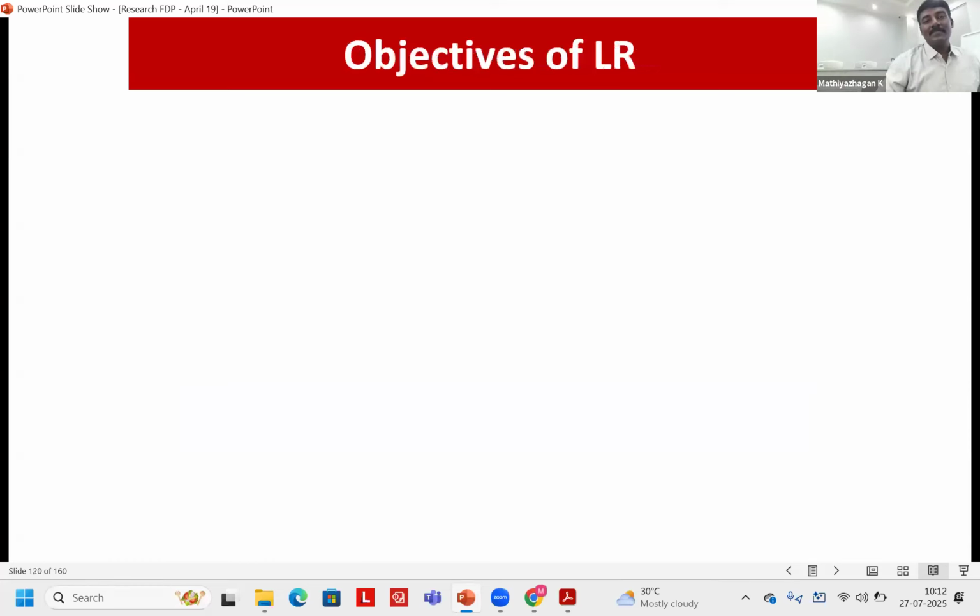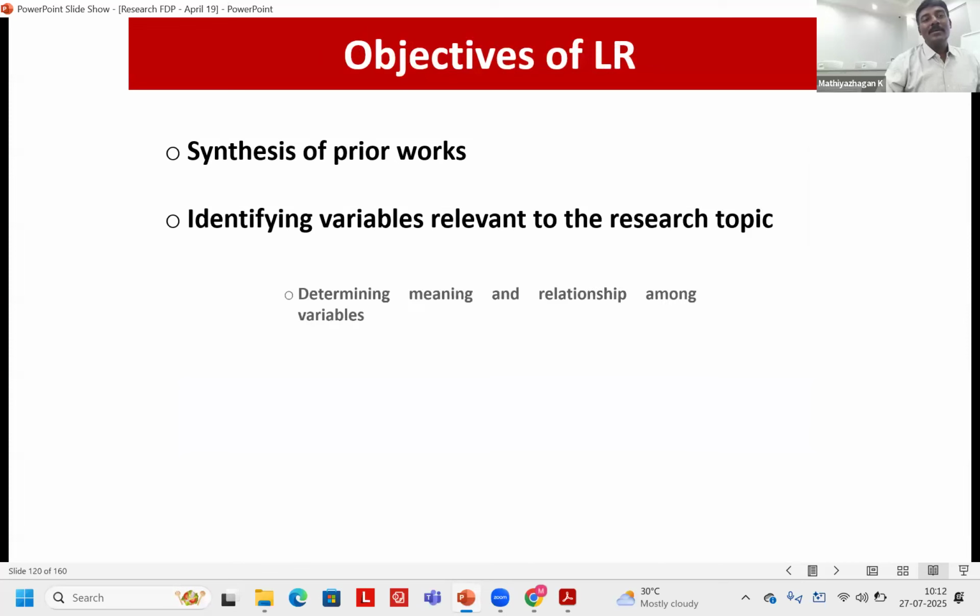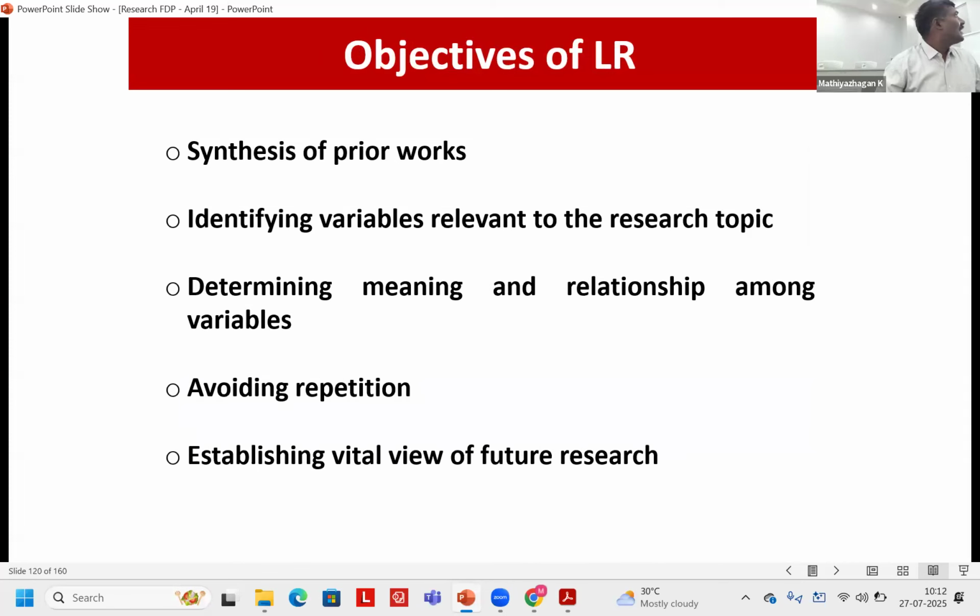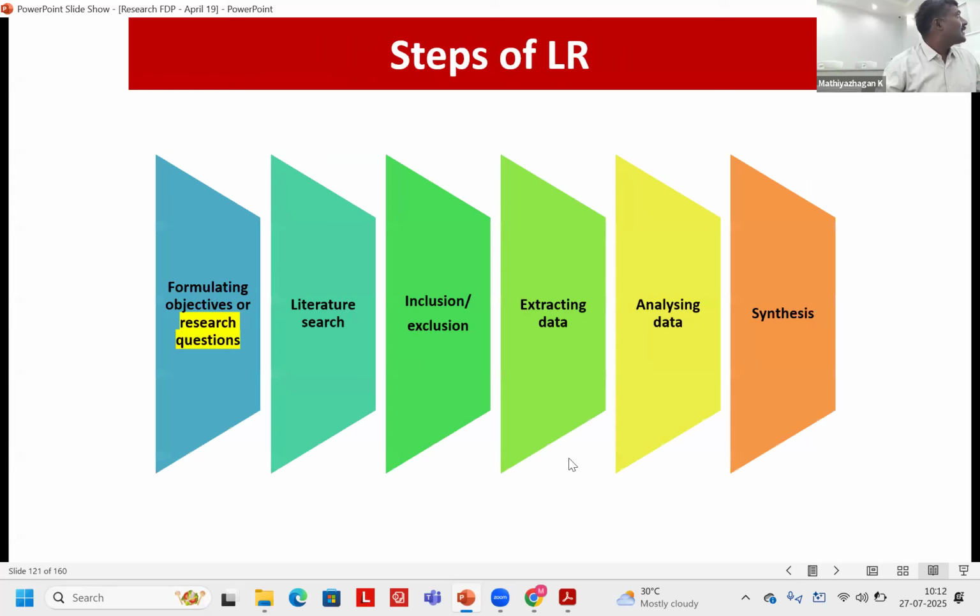Okay, now what is the objective? Synthesis of the prior works, identifying the variables relevant to the research topic, determining the meaning and the relationship among the variables, avoiding repetition, establishing a vital view of future research. See here. How many steps are there in total? In the 6 steps, if the first step itself is wrong, all the other steps are wrong.